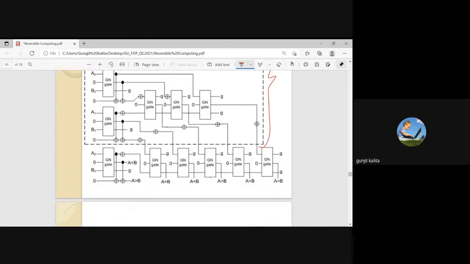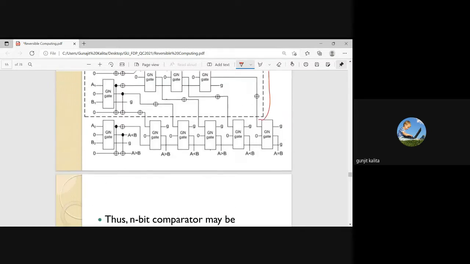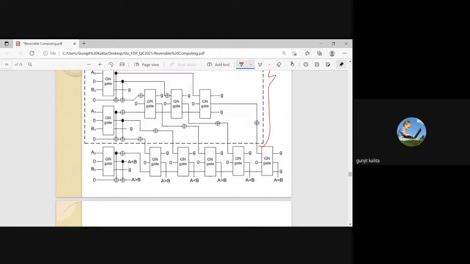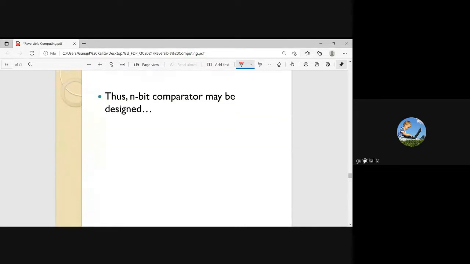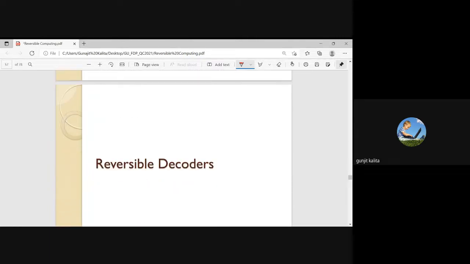So if you go for that, similarly you can go for an n-bit comparator. Because what do you need to do? In this 3, because this is 3, if you append another block here, it becomes 4-bit, thus you can go for higher order. This is your n-bit comparator.